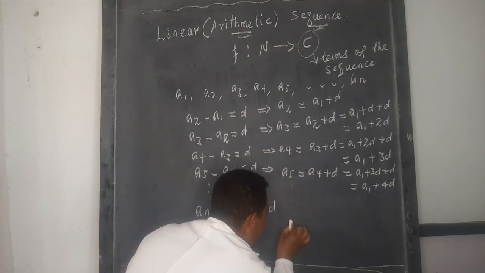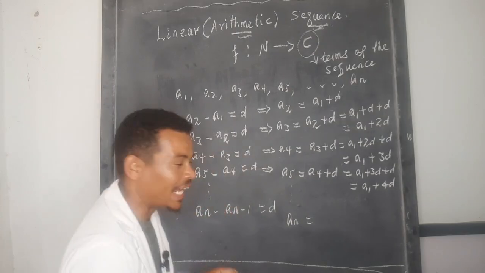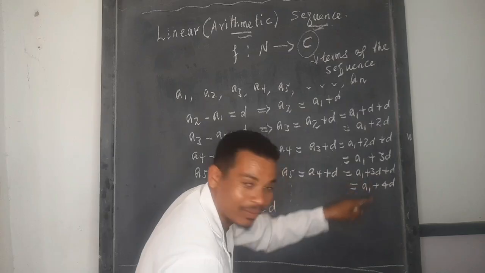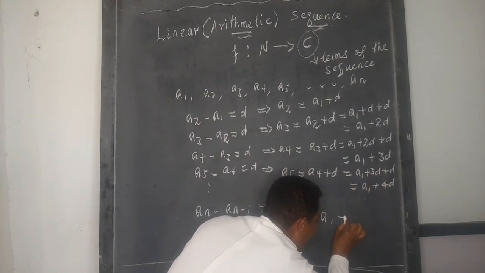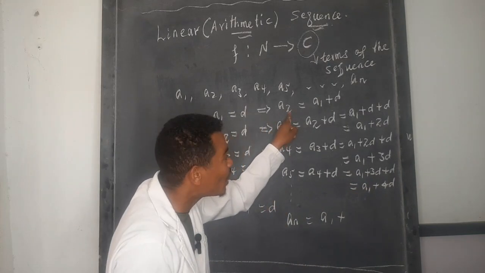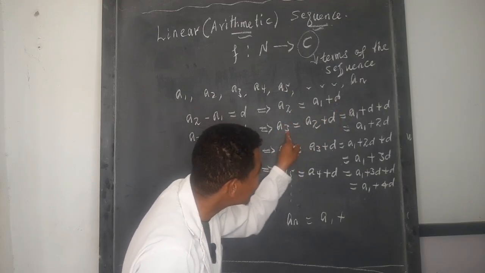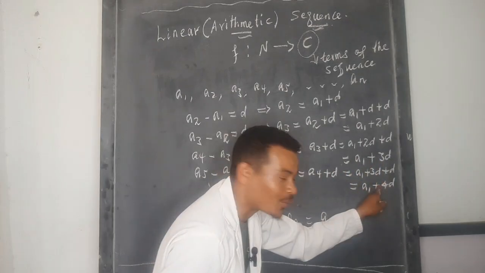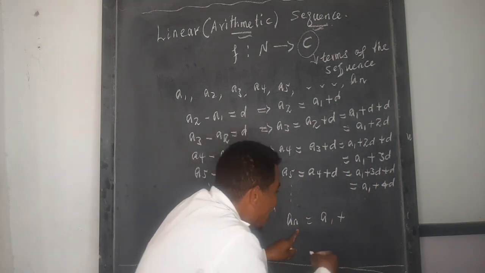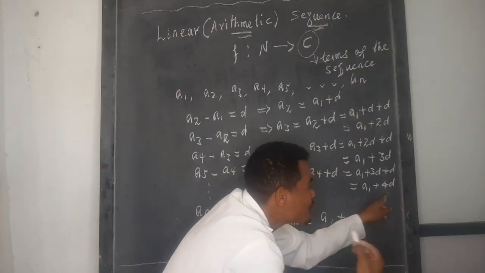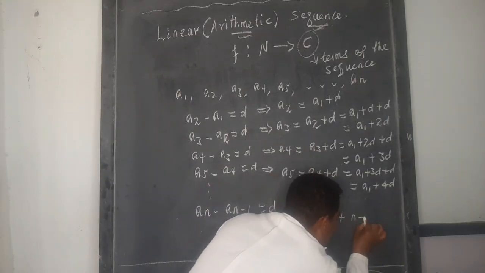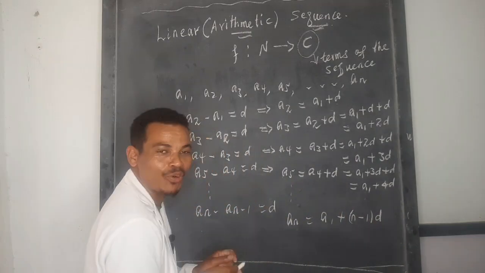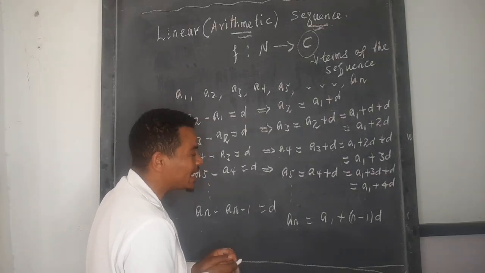From this, what will an, or the nth term, be? a1 is constant. So a1 plus, look: where it is 2, here it is 1; where it is 3, 2; 4, 3; 5, 4. If it is n, then it is n minus 1. So an is equal to a1 plus (n minus 1) times d. This is the general formula for finding the nth term of an arithmetic or linear sequence.